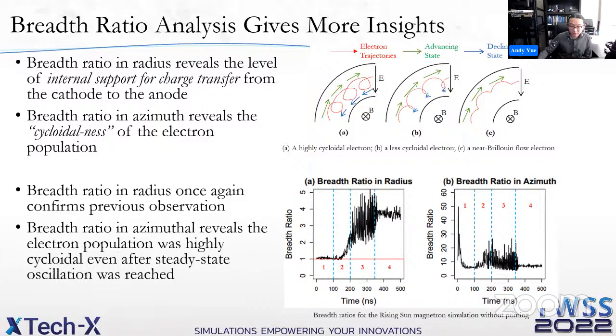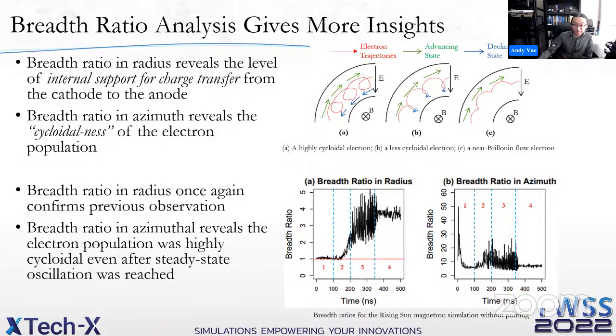And in this case, the breadth ratio in azimuths would be very low, because it's essentially the comparison between the length of the green vectors versus the length of the blue vectors. If the electron trajectory was less cycloidal, as in subplot B, a lesser portion of the trajectory would be in the declining state, which will lead to a higher breadth ratio in azimuths. If the electron trajectory is near Brillouin flow, that is, it is not cycloidal at all, as shown in subplot C, then the breadth ratio in azimuths would ideally be infinite, since we have no declining states.